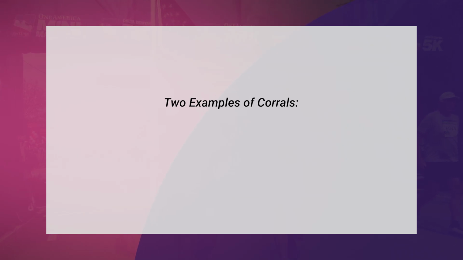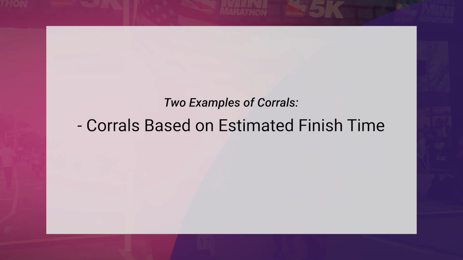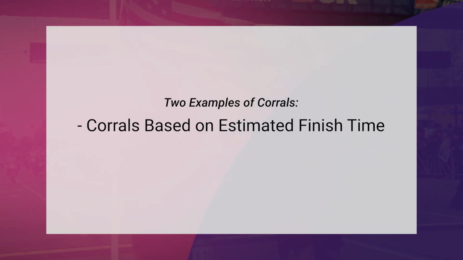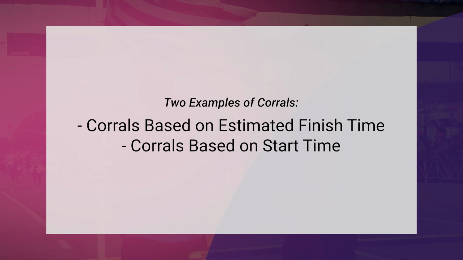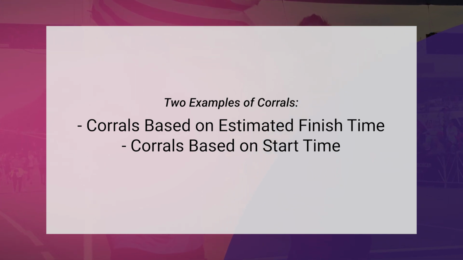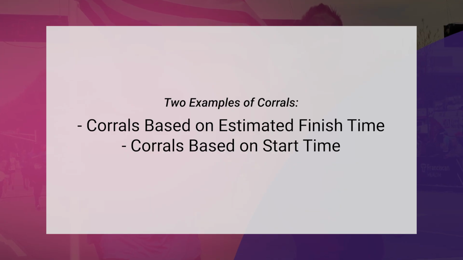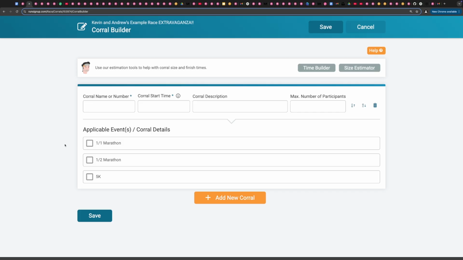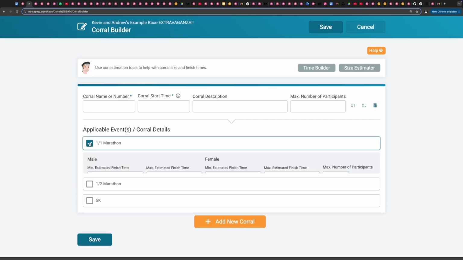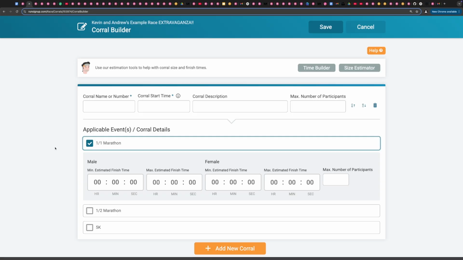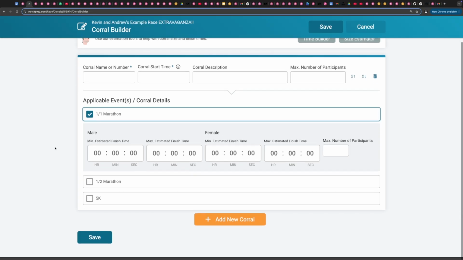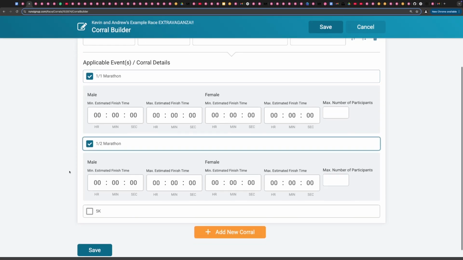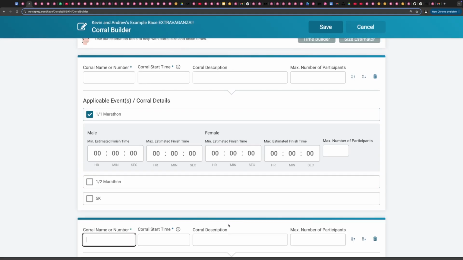In today's video, we're going to walk you through two types of corrals that you can build in RunSignup. One is based off of what the participants think their estimated finish time is going to be, and the other is based off of corral start time. In our first example, we're going to be building a couple of corrals based off of estimated participant finish time. In our example here, we have a marathon, half marathon, and 5K. We're just going to create corrals for just the marathon, but if you need corrals for each of your events, you'll just want to make sure that you are building all of the corrals for each of your events, whether that's one corral for two events, or if you need to separate out corrals for each specific event.